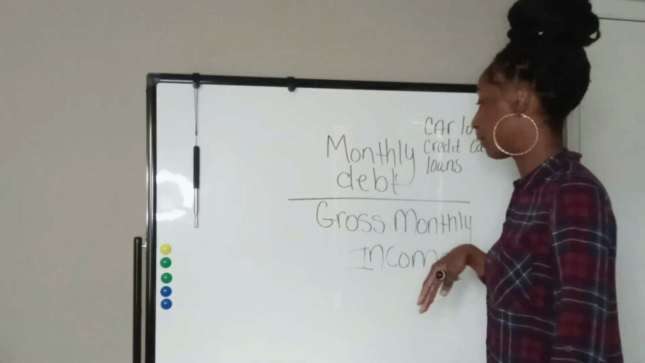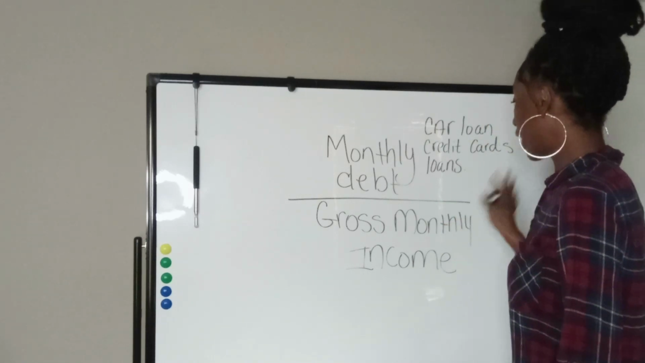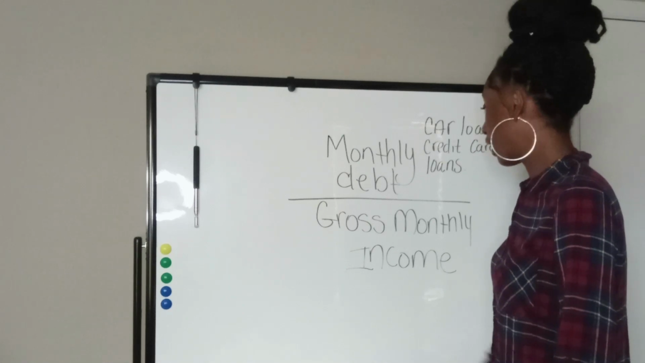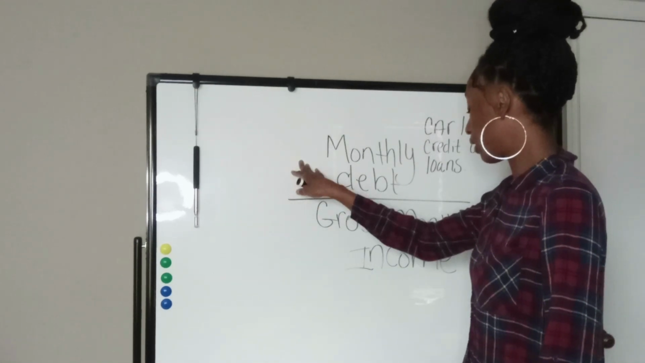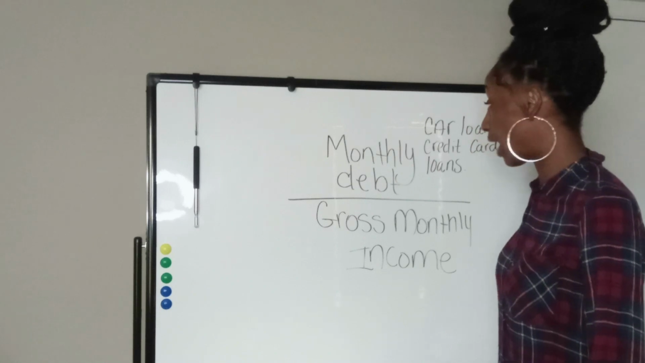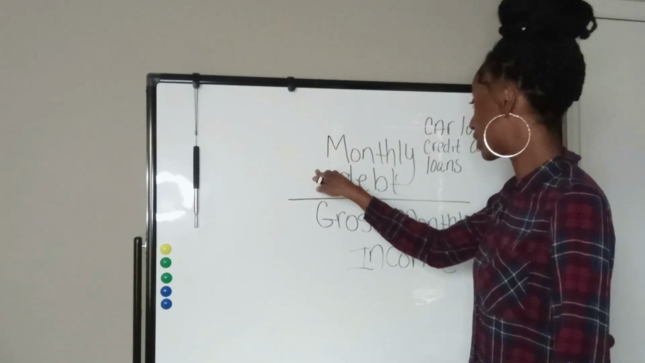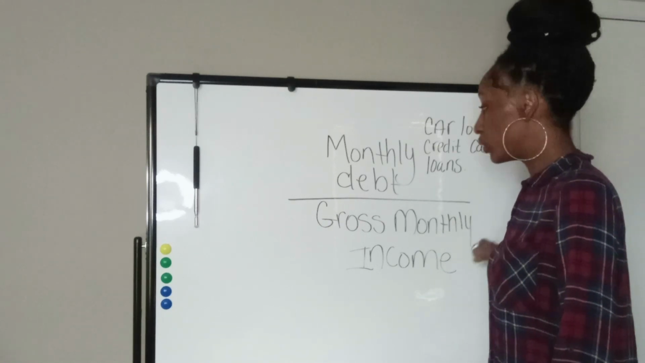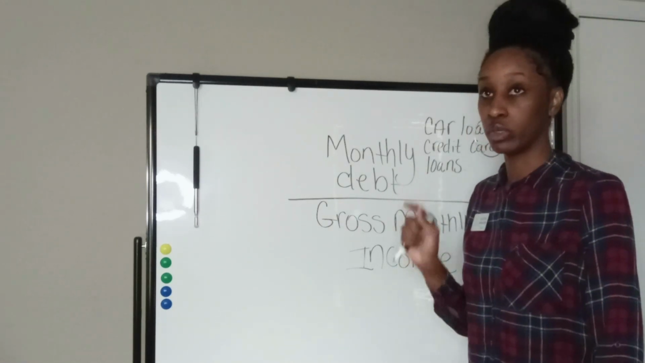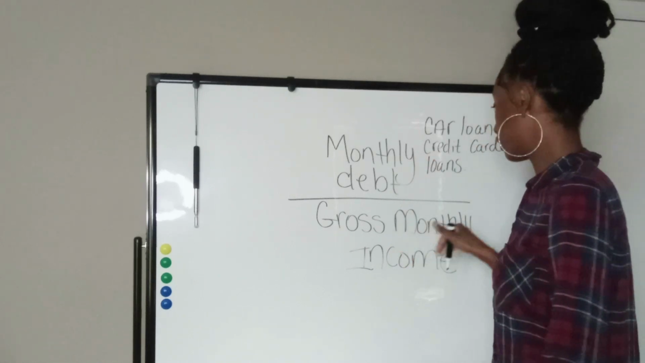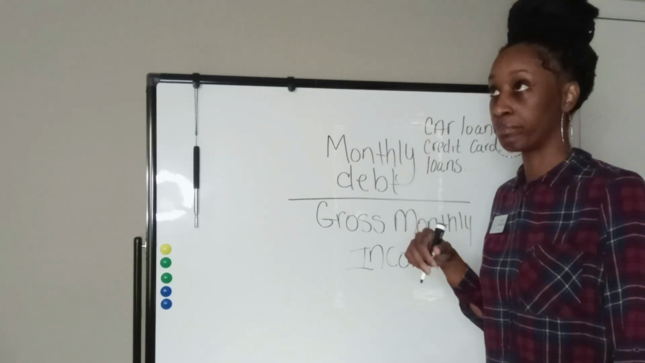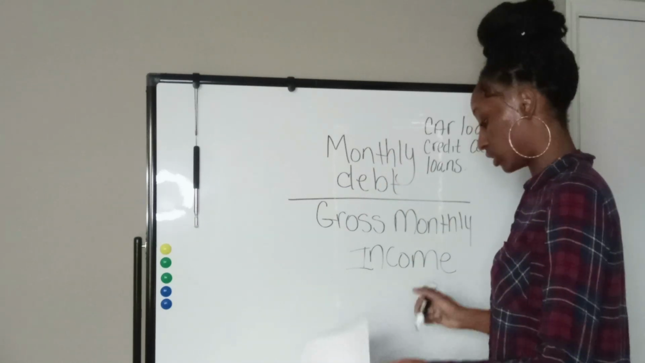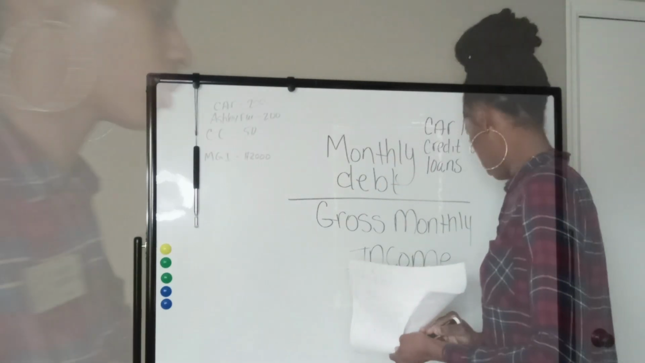Okay, so now we're going to do a few examples on how we calculate your DTI. All it is is all your monthly debts divided by your gross monthly income. Once you divide these two numbers, to get it in a percentage, you multiply it by 100, and that will convert the decimal number into a percentage. So let's do some examples.